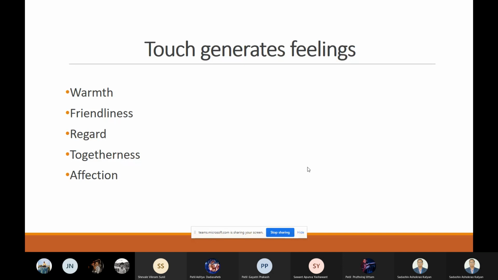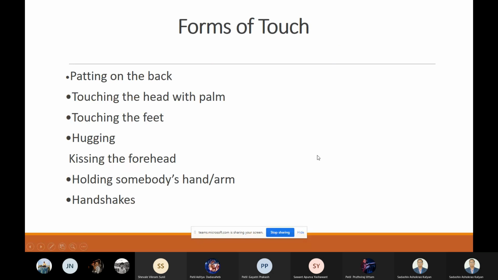with the use of touch whenever we meet various kinds of people. It also shows what kind of affection, warmth, and friendliness we have among all our employees, how we live in a friendly way in our professional life. That kind of friendly behavior is expected whenever we work in any reputed company or organization. That's why touch generates various kinds of feelings like warmth, friendliness, respect, togetherness, and affection.